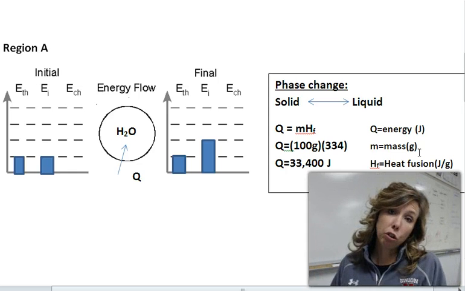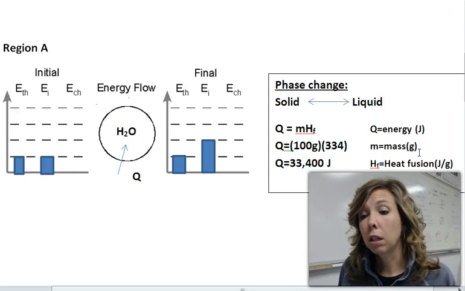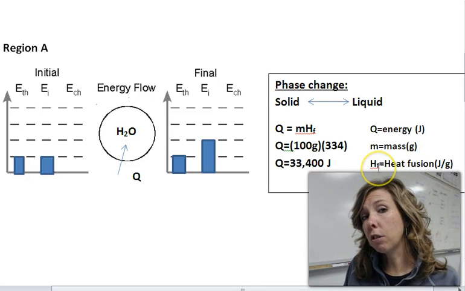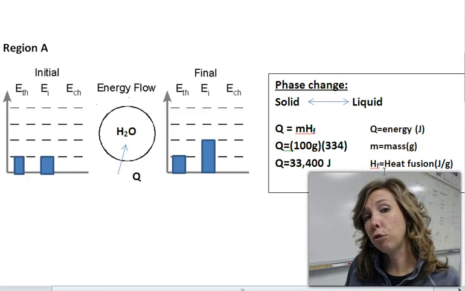More ice, more energy to melt it. Kind of makes sense because there's more particles there that we need to change. And then H of F is a special variable called heat of fusion. Heat of fusion. And the units for that are joules per gram.